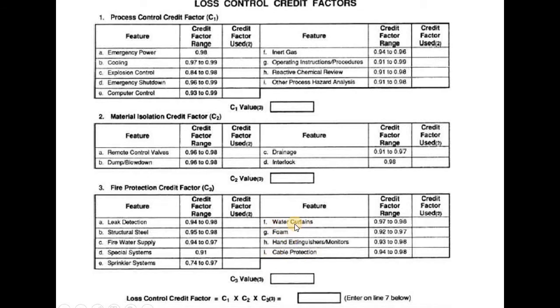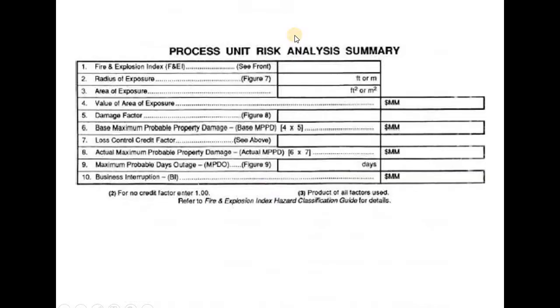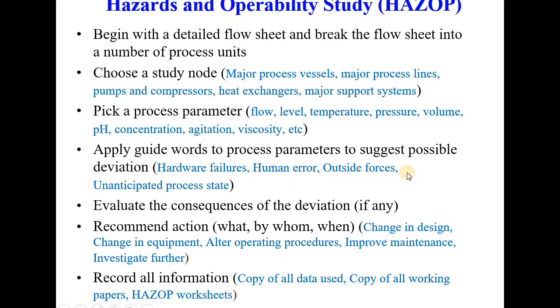I have also water, like water curtains to put off fire. And then I have value for C1, C2, C3, and I multiply them, and this will give me the loss control credit factor. And I also can have a summary analysis, the risk analysis summary, in which I put my fire index, and of course I can put the details. There are a lot of details here, radius of exposure, area of exposure, just to reflect and decide based on the index, based on the areas that are exposed, the damage factor, and that control credit factor that I have. And putting all those information, I can also put a value and see how much does that contribute in total.